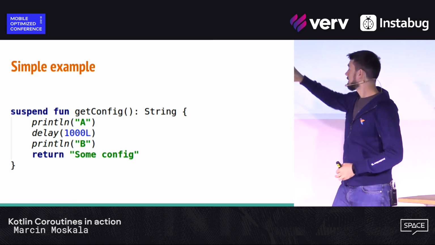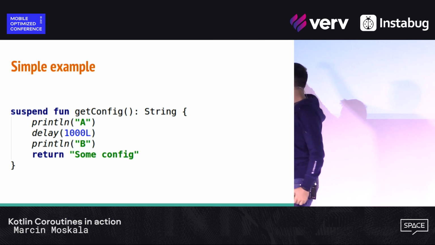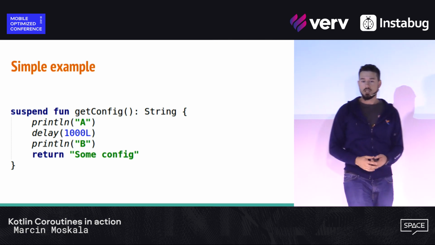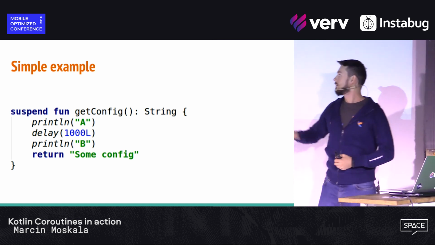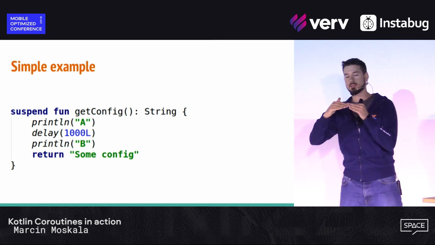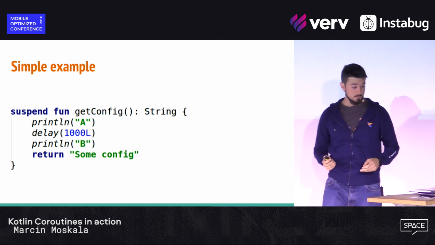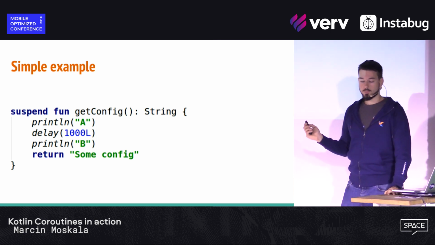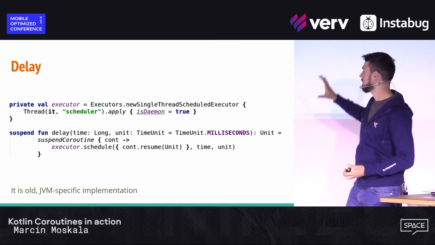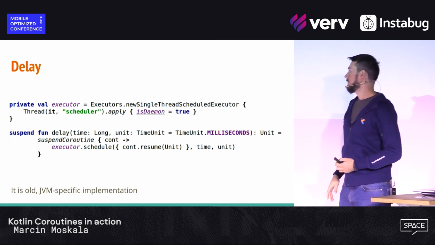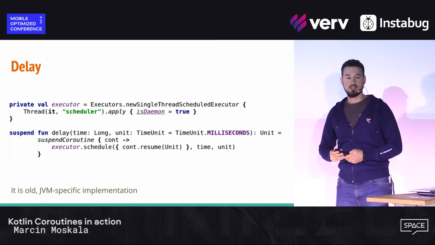So this is a suspending function, so it can be suspended, and it is suspended during delay. Delay is not the same as thread sleep because thread sleep blocks the thread. Delay suspends the coroutine and gets back to this coroutine later. And how does it work? This is not the current implementation. This is an old implementation. But I wanted to show you this implementation because it's way easier and it clearly shows how coroutines work.